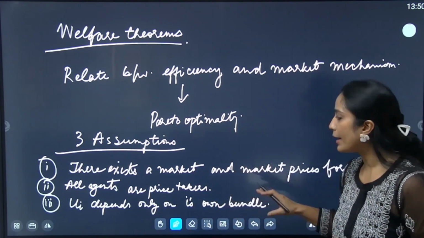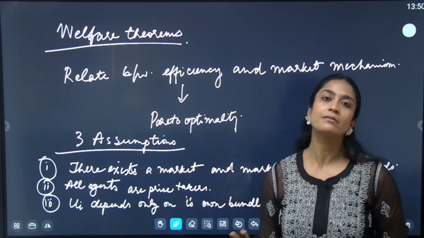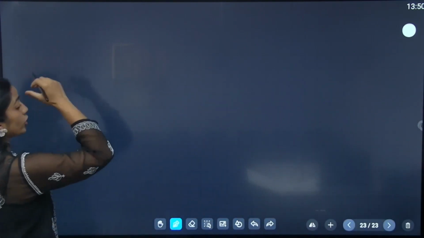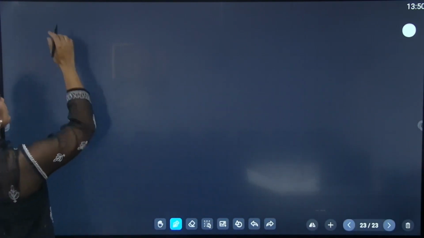Okay? So under these 3 assumptions, then let me state the first welfare theorem. So first fundamental theorem of welfare economics, or first welfare theorem.